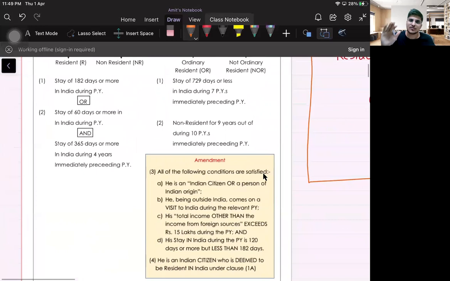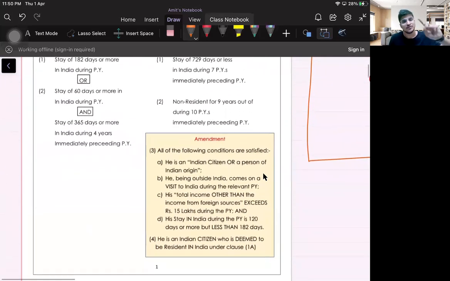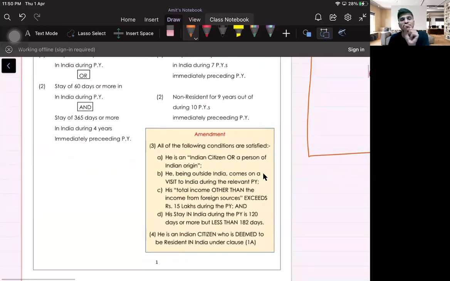First, kya tha? Stay of 729 days or less in the 7 years preceding the previous year. Or you are a non-resident for 9 out of 10 previous years, immediately preceding the previous year. In that case, you will be called as RNOR if you satisfy anyone. If you satisfy none, then ROR lagega. But is ye saal se amendment hai ki ye do jo additional conditions hai uske saath unhone aur do additional conditions diye. First additional condition, if you remember, hum log ne abhi 2 minute pehle kiya ki exception mein if you are falling under category number 3.